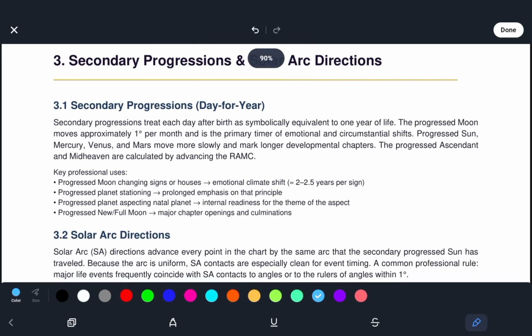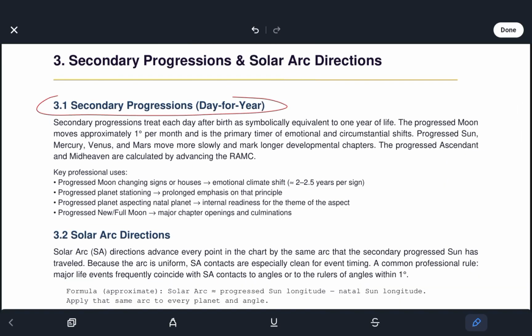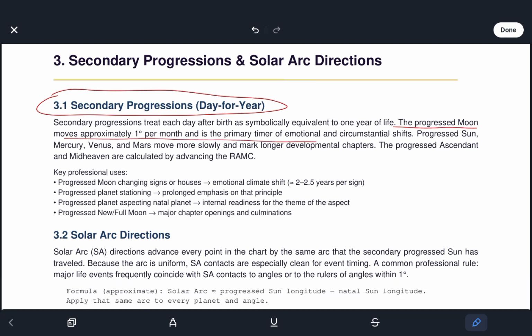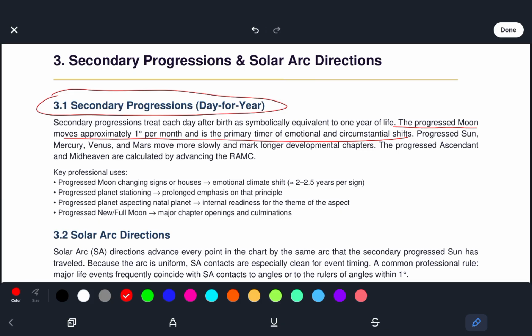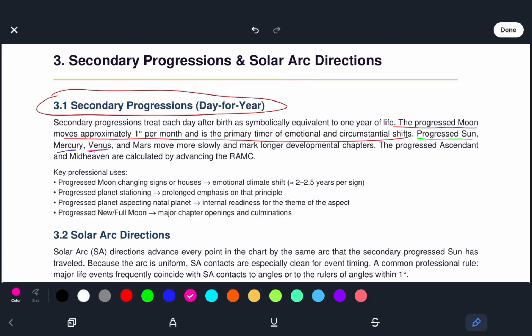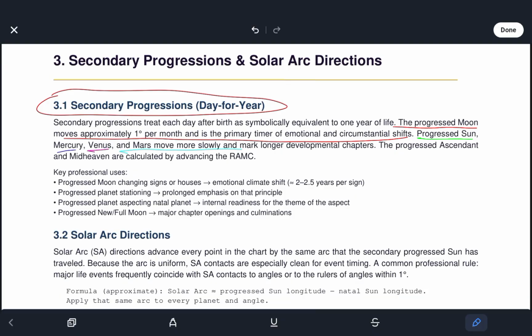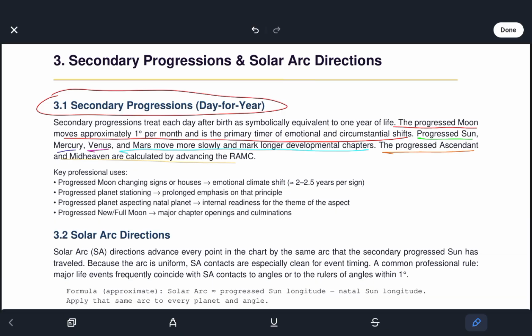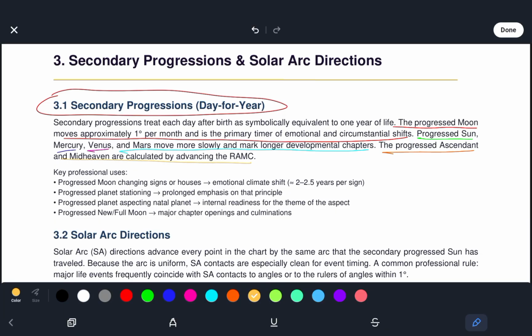So secondary progressions and solar arc directions. It's secondary progressions. It's a day for a year. And the progressed Moon moves approximately 1 degree per month. It's the primary timer of emotional, circumstantial shifts. Progressed Sun, progressed Mercury, progressed Venus, and progressed Mars move more slowly and mark longer developmental chapters. Progressed Ascendant and progressed Midheaven are calculated by advancing the RAMC.